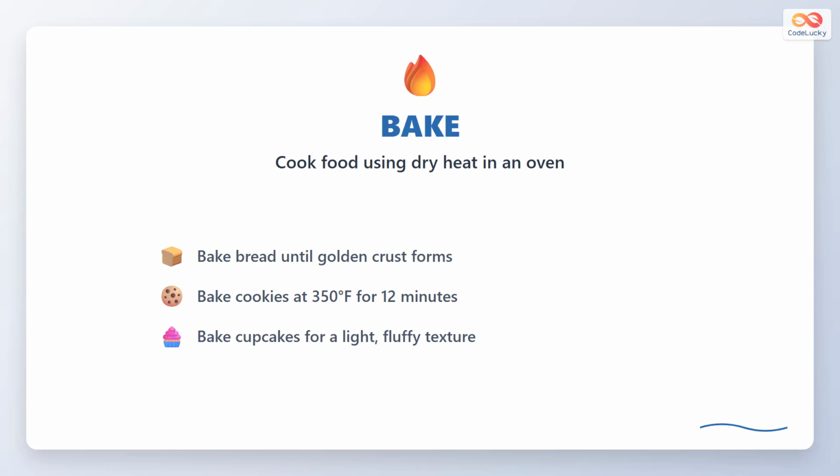Baking is cooking food by surrounding it with dry, hot air, usually in an oven. This method is common for bread, cookies, and cupcakes. Baking produces a golden brown texture and cooks food evenly inside.